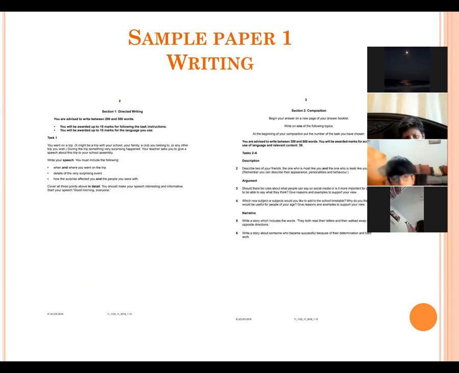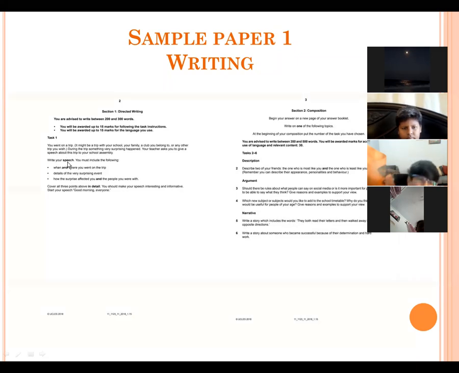Okay, so this is the paper. If you can see here, this is section 1, directed writing, 200 to 300 words. This question is of 30 marks, 15 marks and 15 marks. 15 marks are for task instructions and 15 marks are for language. So this is how the marks are divided. And this task 1 is to write a speech. These are the instructions. I'll be teaching it to you in detail. So no need to be worried about how we are going to do it. We are going to practice it thoroughly. Just have a rough idea of how the paper looks.